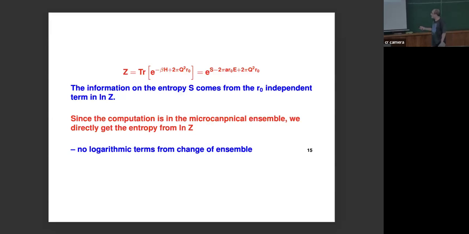Okay. So the important point here is that you don't get any logarithmic term from the change of ensemble. Okay, this gives you the entropy right on the dot, right? So the purely gravitational path integral determines the entropy. Yeah, because the ensemble is already microcanonical, right? You don't change any ensemble in this case.